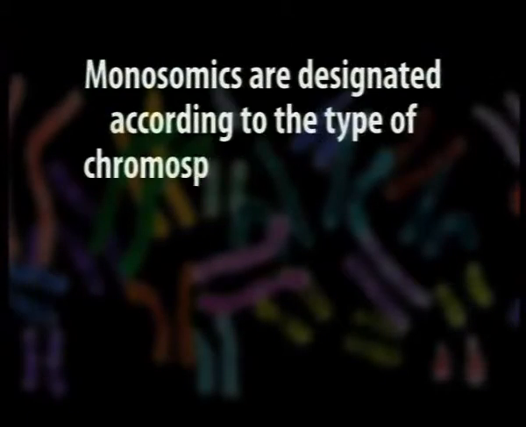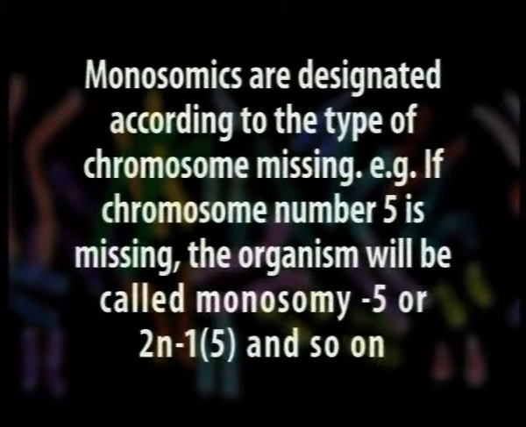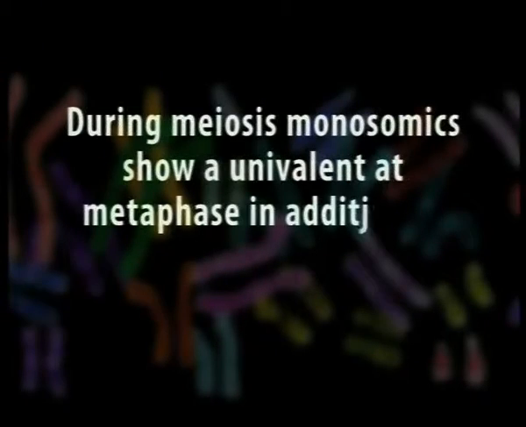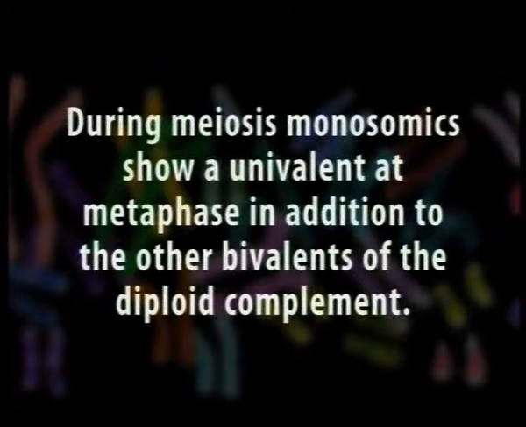For example, if in a species chromosome number 5 is missing, one of the partners of chromosome number 5 is missing, then the monosomic condition is designated as monosomy 5, or 2n minus 1 (5), indicating that chromosome number 5 is missing. Then during meiosis, the monosomics show a univalent at metaphase, because that homologous pair lacks one of the chromosomes, and hence a univalent is formed.